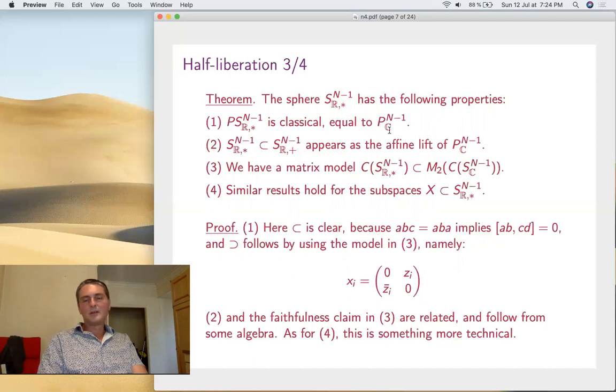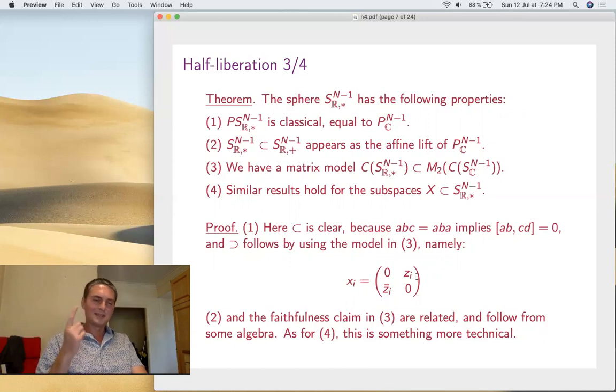Now, so it's included, if you want, in the complex projective space. Now I can prove it also in the other sense. For doing it in the other sense, you need a model for these half classical guys. And there is a very simple model. So the coordinates, you model them by anti-diagonal matrices like this. The z_i are the coordinates of the usual complex sphere.